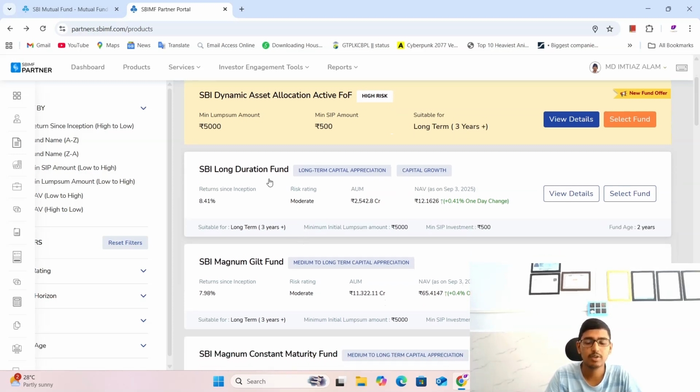Today we are going to talk about SBI Long Duration Fund. At first, let's see who this fund is for. This is a long-term capital appreciation fund, or it is for capital growth. It is suitable for someone who is looking for long-term growth, let's say for more than 3 years. If you want to invest a lump sum, one time, you need to invest a minimum of 5,000 rupees. For monthly investments or SIP, you need to invest a minimum of 500 rupees. The age of this fund is only 2 years.